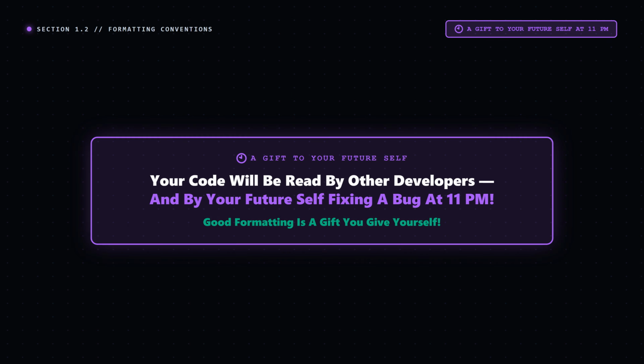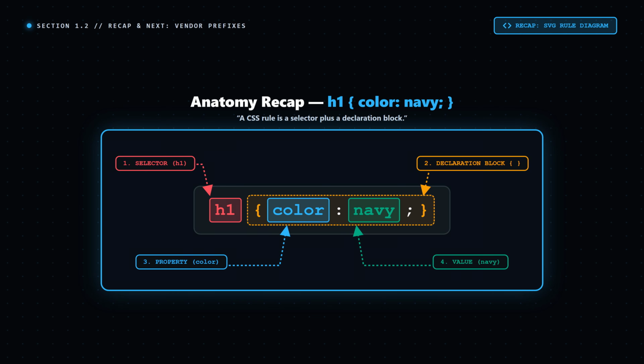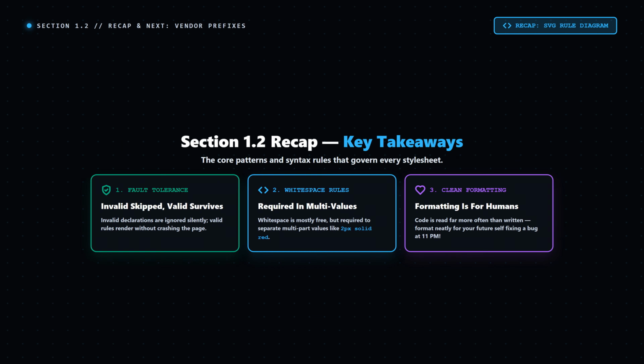Your code will be scanned by other developers, and by your future self who has to fix a bug at 11 p.m. Good formatting is a gift you give yourself. To recap, a CSS rule is a selector plus a declaration block. Inside that block, declarations pair properties with values, separated by a colon and terminated by a semicolon. The browser ignores what it doesn't understand, so invalid declarations are skipped while valid ones survive.